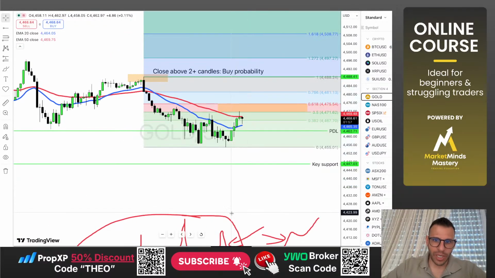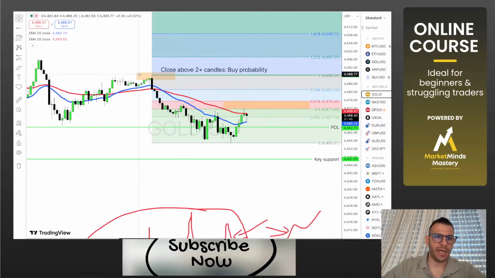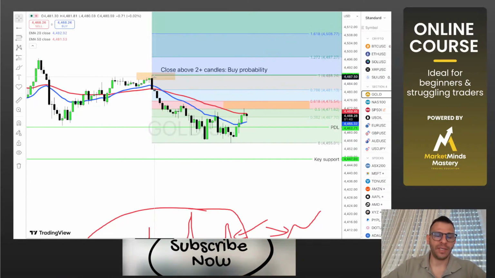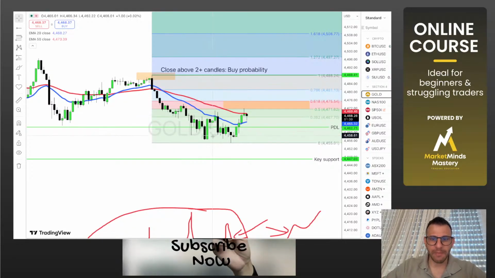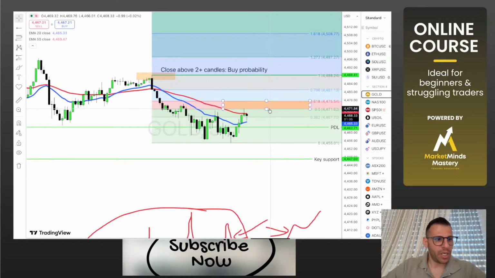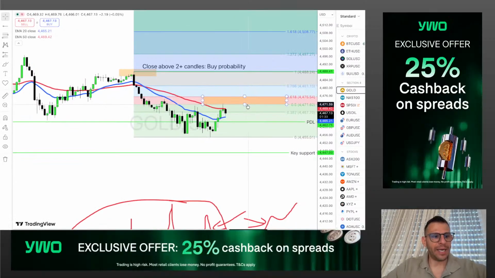Back to the gold. There is a high chance to see the rejection in this box. Also, there is a chance to see the push to the upside and a break of this high. But for me now, it's more important to see rejection anywhere around 61.8, so I can trade to the short side.